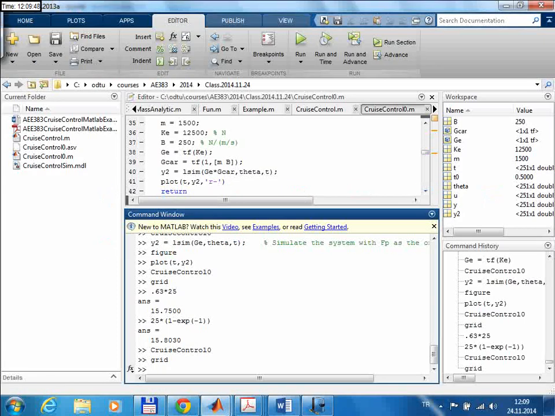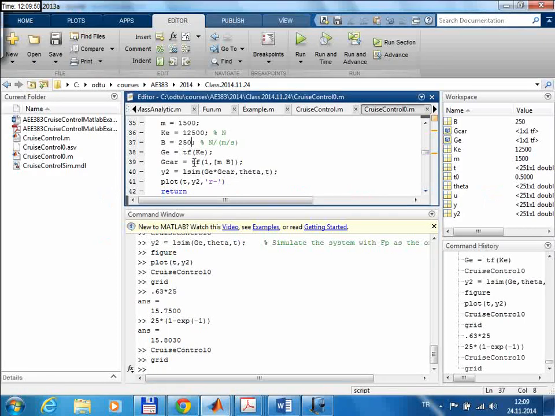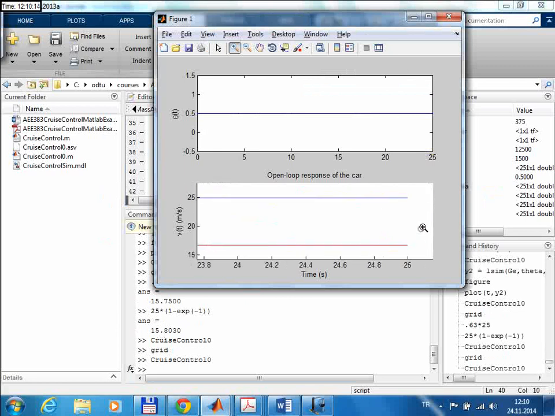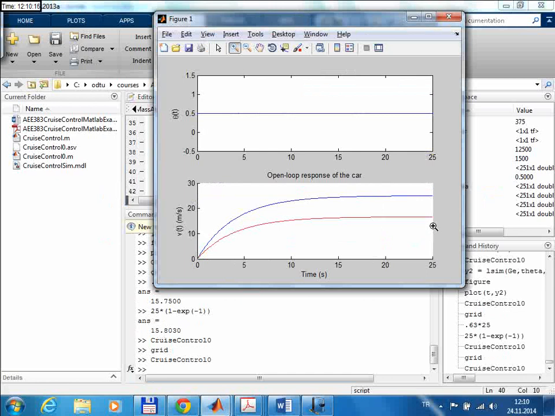Let me change the B number. Let me multiply this with the same. It is also increased 50%, and let's see what happens now. Okay, so this is a more realistic situation. So the final speed of the car is now less compared to the previous one.